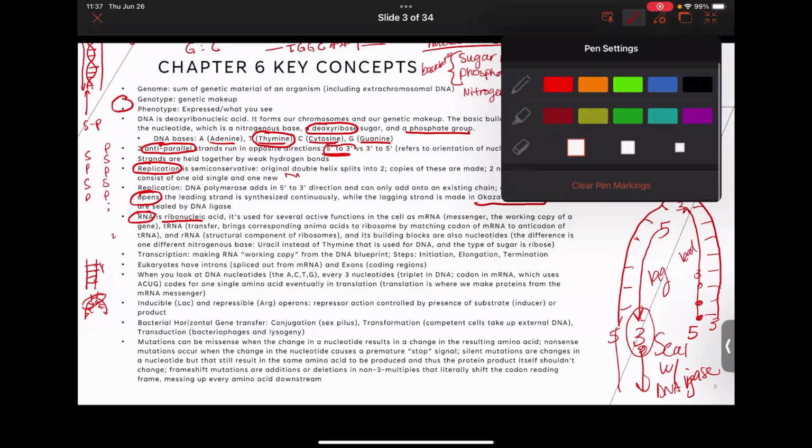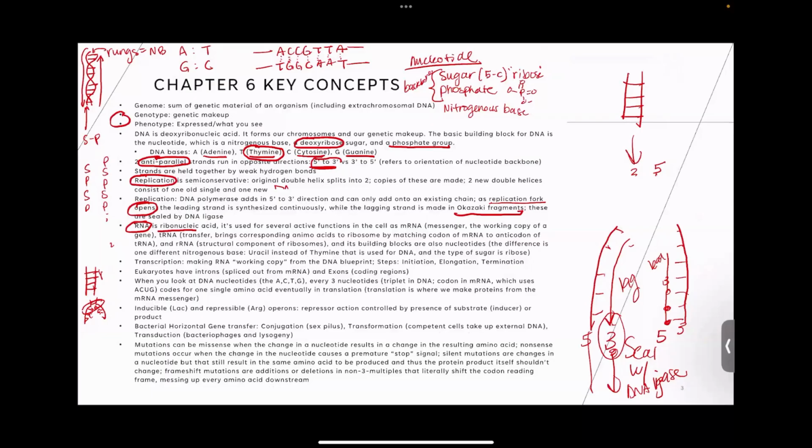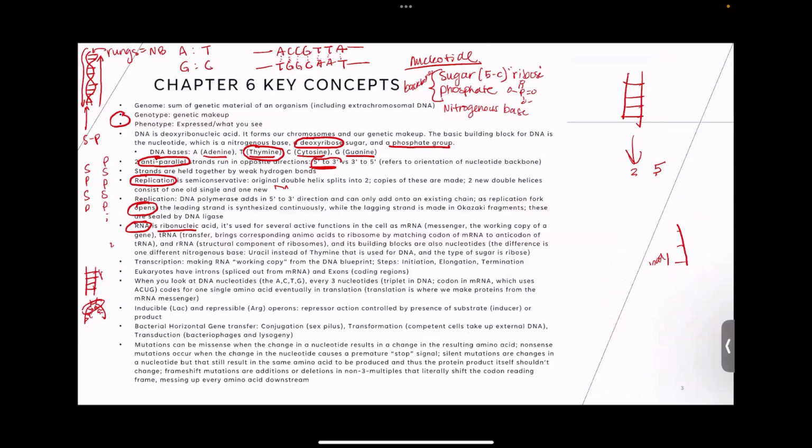tRNA, and rRNA. So let me get rid of this drawing that I have over here. We drew it. It was there. Come on, dude. I'm having such a hard time with this eraser. The eraser is the worst part of this. Just want to free up some space.